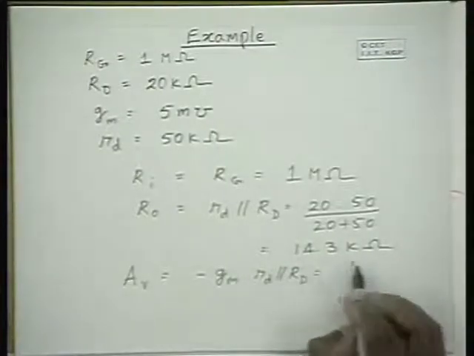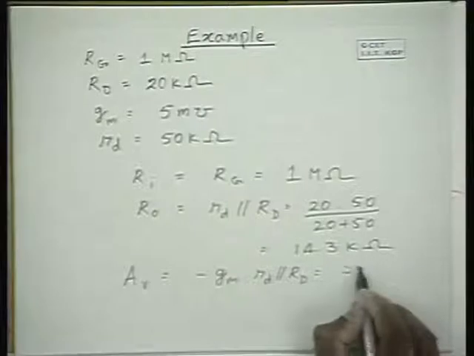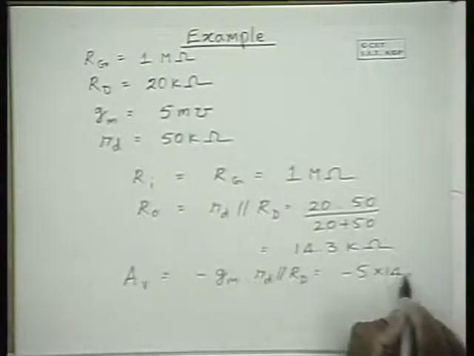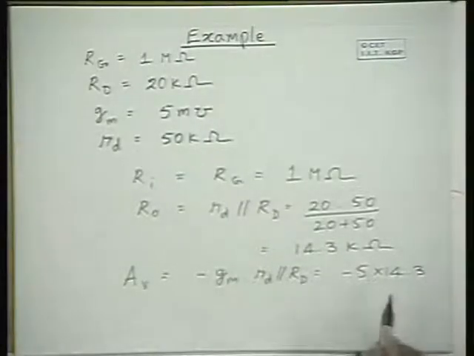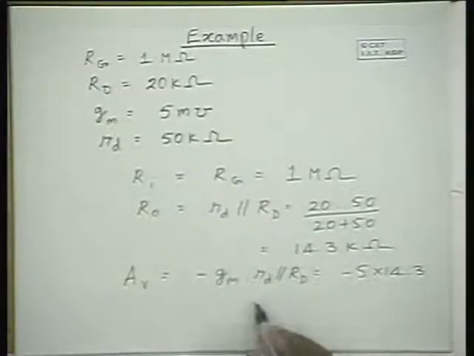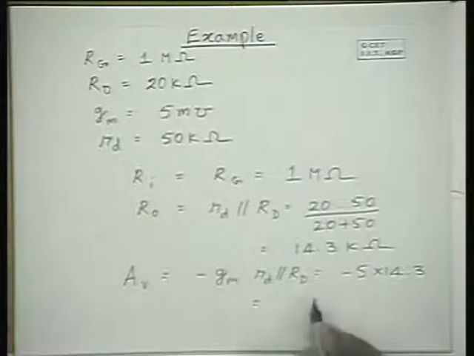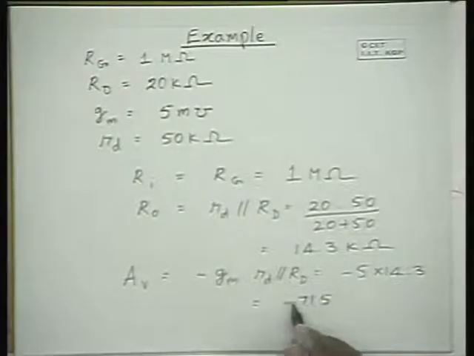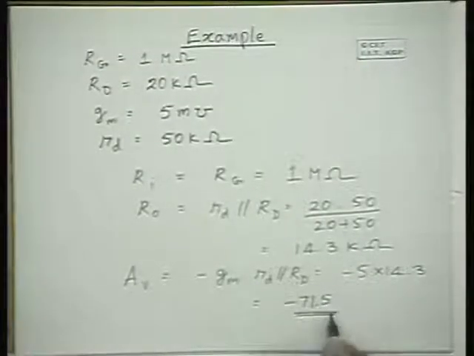And the voltage gain is minus gm into the parallel combination of rd and capital RD. So that is equal to minus 5 into 14.3, millimhos into kilo ohms. Therefore, this is going to be minus 71.5. So that is the voltage gain.